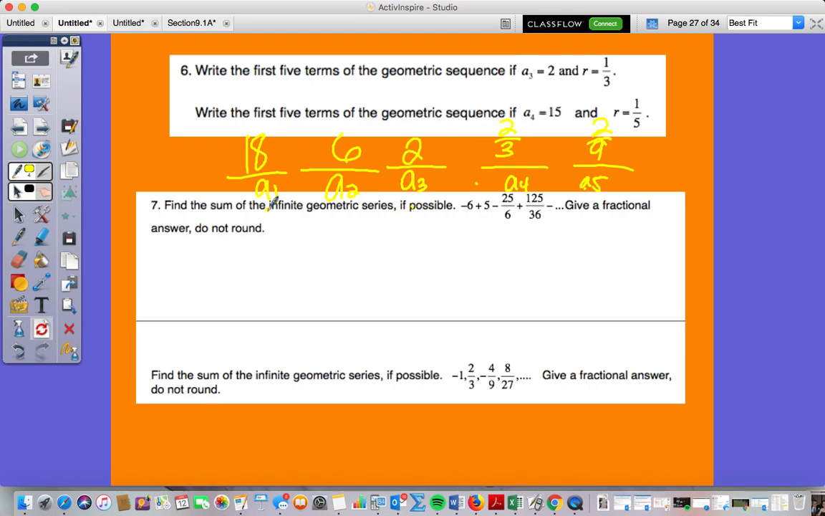Number 7. What are we gonna do on 7? Sorry, do you need that last one back? Yeah, where are those last ones? You see that right there. Okay, I'm ready now. We're good.